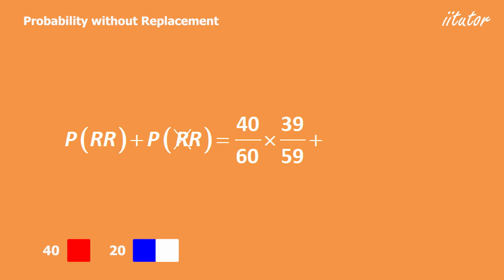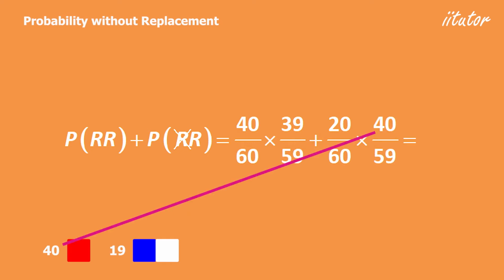Or the first card could be a blue or a white. There's 10 blue and 10 white, so 20 out of 60 for blue or white. But we want the second one to be red, so there's 40 red, but it's going to be out of 59 because I've already picked one for my first pick, so only 59 left, which is 1 less than 60. To calculate that, you add them because it's this or this, and then you can simplify it to 2 on 3.